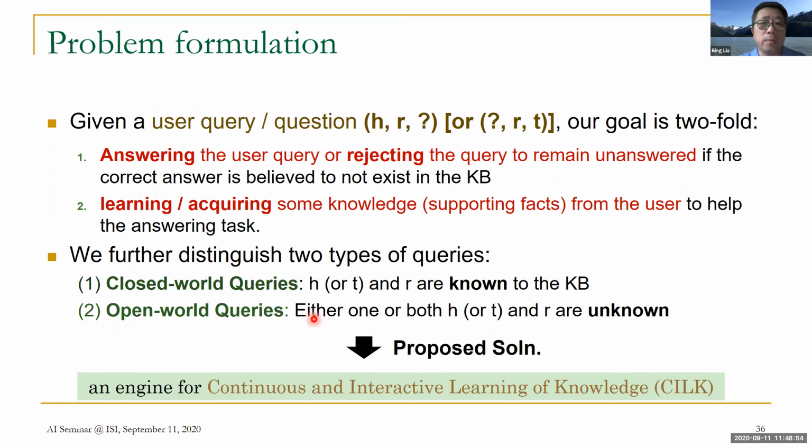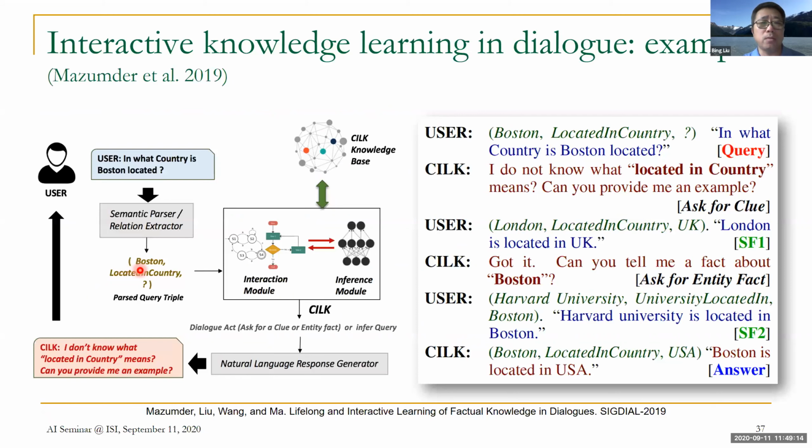The open world query basically says, where was Obama born? You don't even know what Obama is. Okay, in this case you have to ask, who is Obama, or what is Obama? Then you can gain something from the user in order to answer this query. At the same time, you also accumulate some knowledge. So here's the example. I'm not going to talk about the mechanism. The mechanism is pretty complicated.